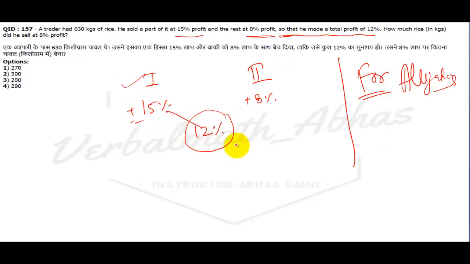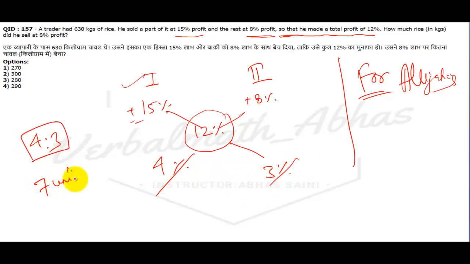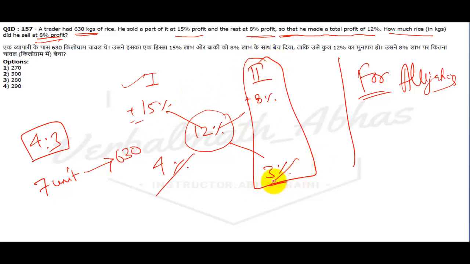So I just apply allegation here. Here you will get 3% and here you will get 4%. Percent is cancelled by percent. So 4:3. It means 7 units are given to you. But in the given question, 630 kg of rice is given. It means 7 units is equal to 630. And you have to calculate how much rice he sold at 8%. So 8% means the second part, so you have to calculate the 3 units.